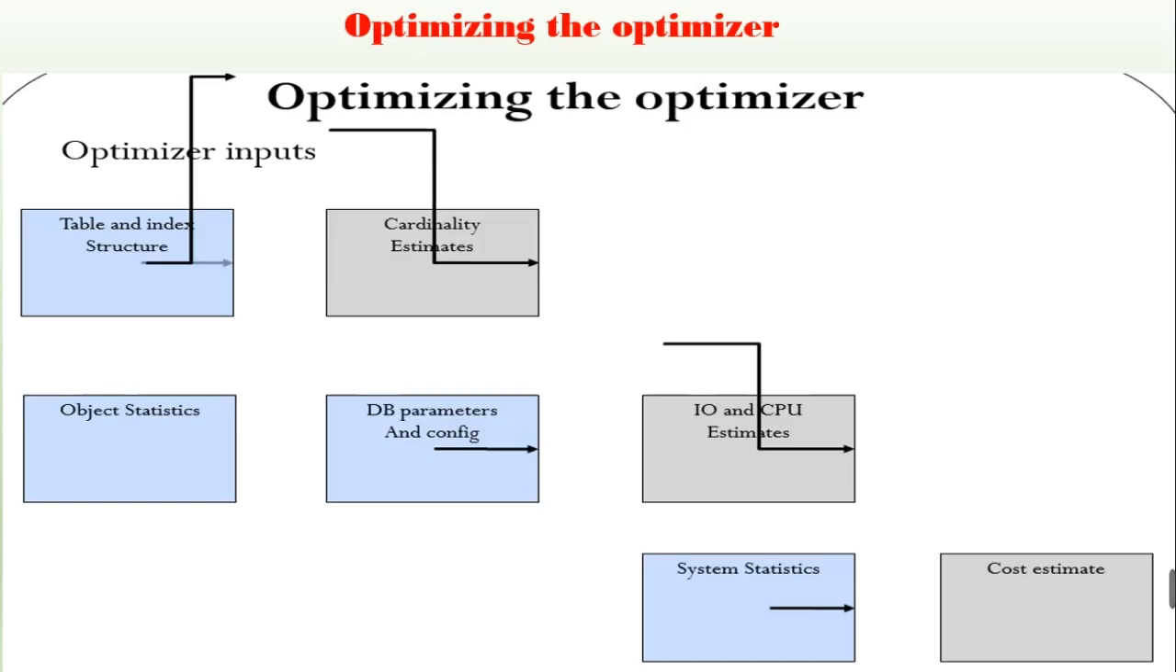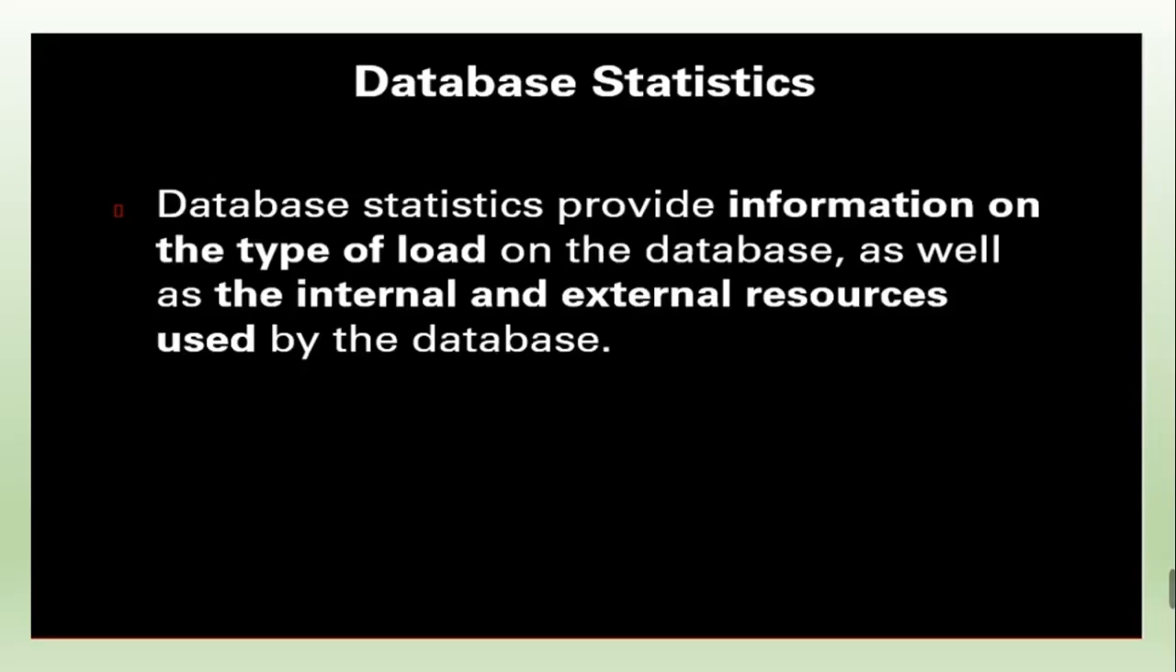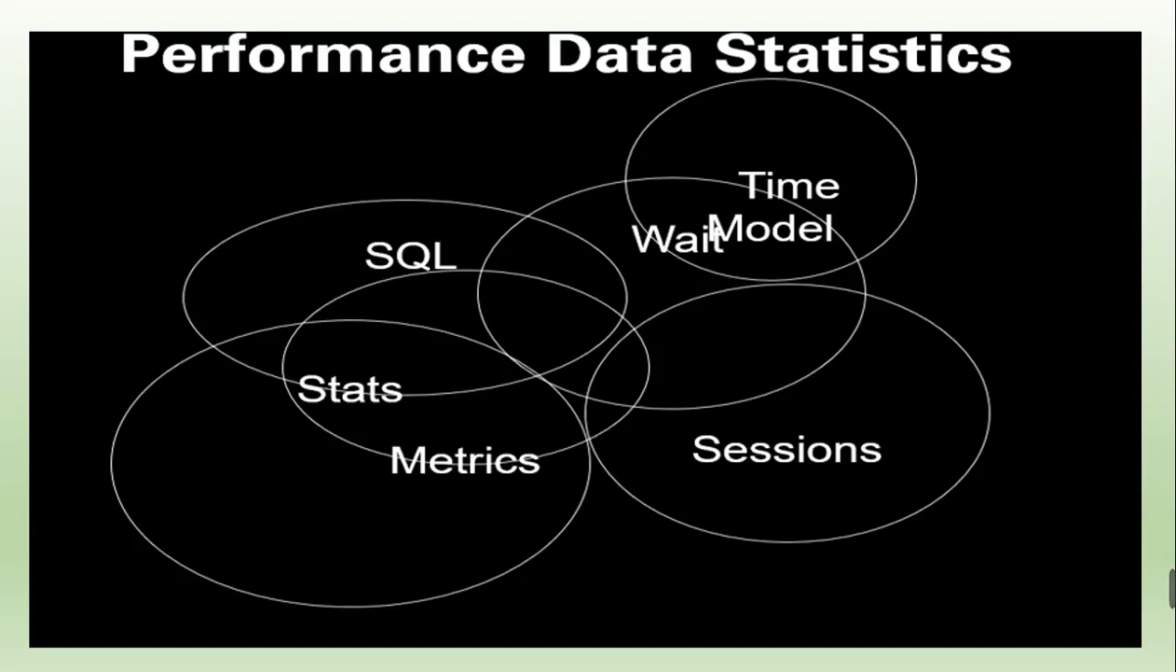The optimizer. Here is a pictorial describing the optimizer's inputs: table and index structure, cardinality estimates, object statistics, DB parameters and config, I/O and CPU estimates, system statistics and cost estimate. Database statistics provide information on the type of load of the database as well as the internal and external resources used by the database. Performance data statistics: SQL, time model, wait stats, metrics, session.